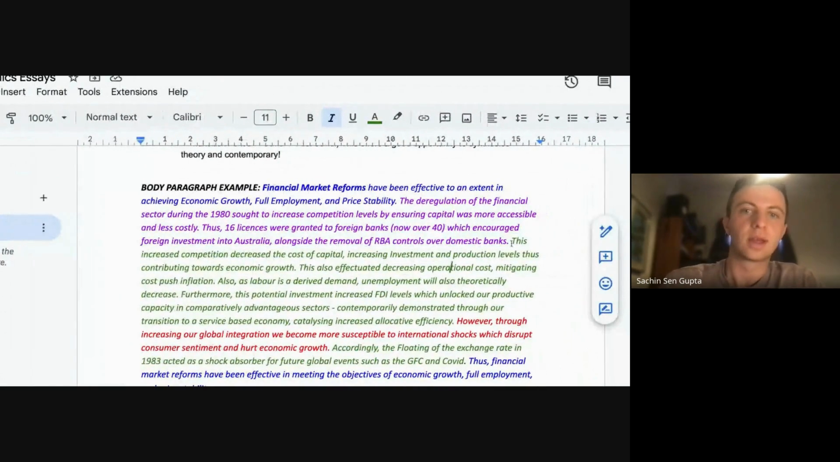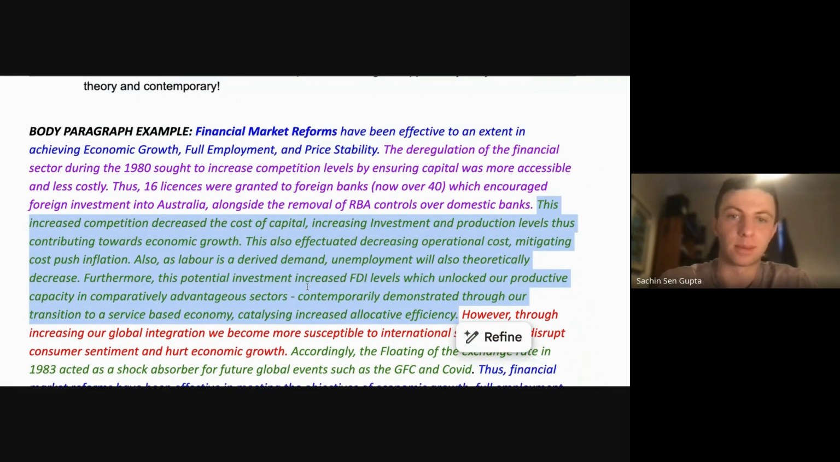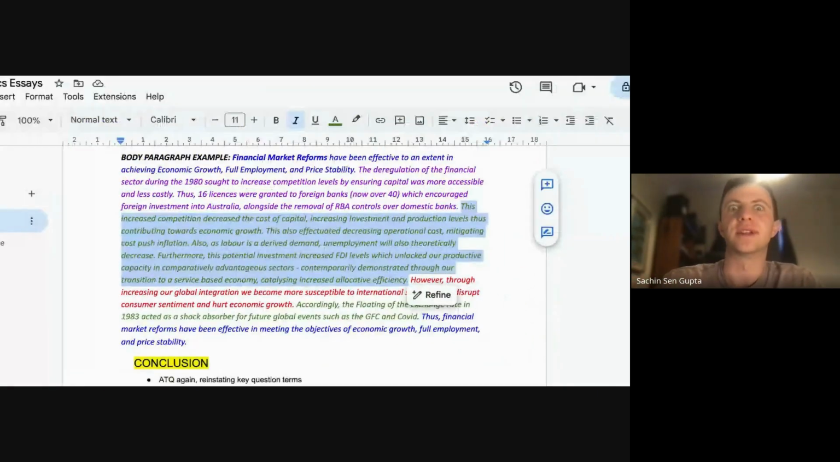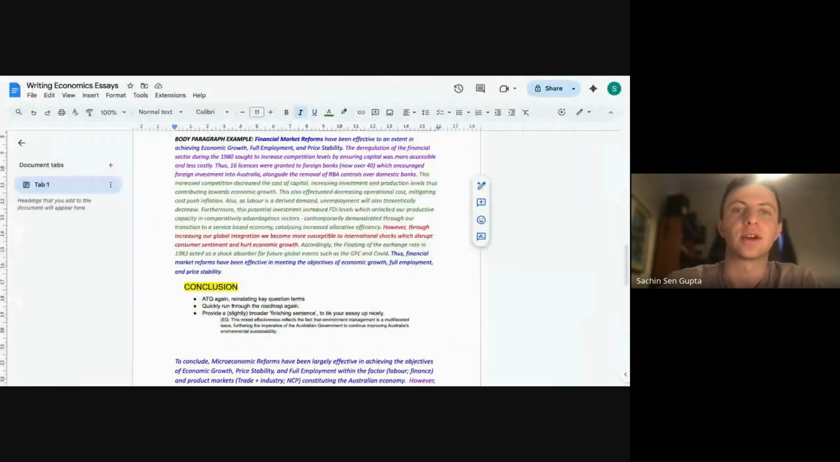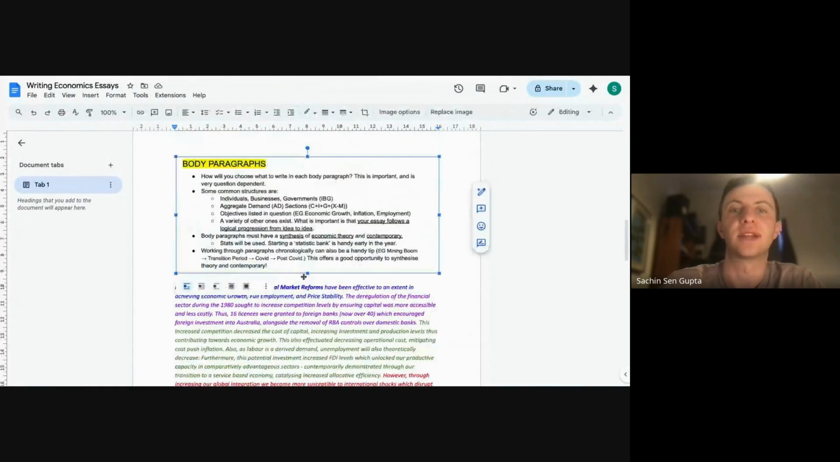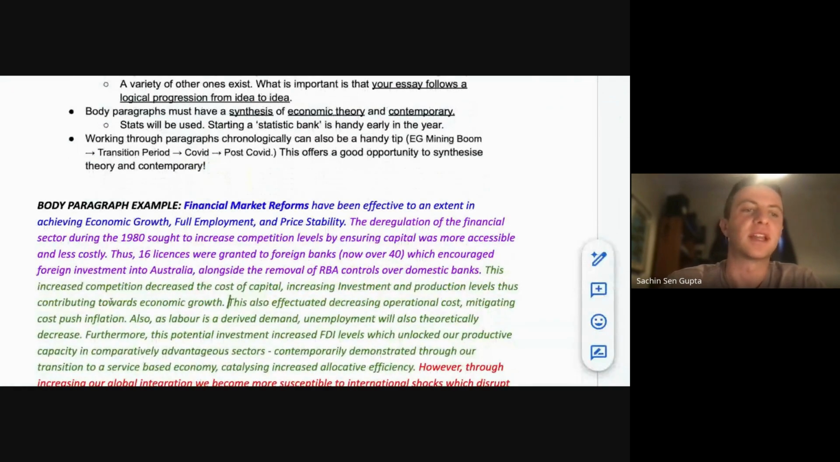And then this is kind of the effects. Even though explain is cause and effects, analyse, assess and evaluate can kind of be that, but we've got to provide an analytical or judgmental element on top of that. So this gives some of the explanation, some of the reasoning, of what happened in the financial market reforms. Now what I want to find is, in terms of how to argue, going to my point of a synthesis of economic theory and contemporary evidence. Now, what you can say is this also effectuated decreasing operational cost, mitigating cost-push inflation.